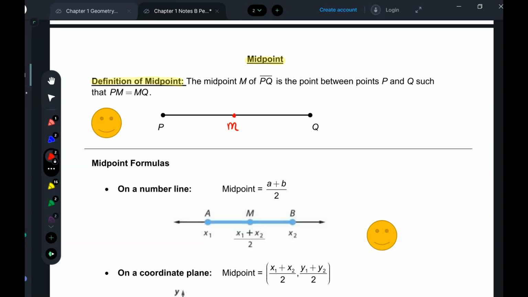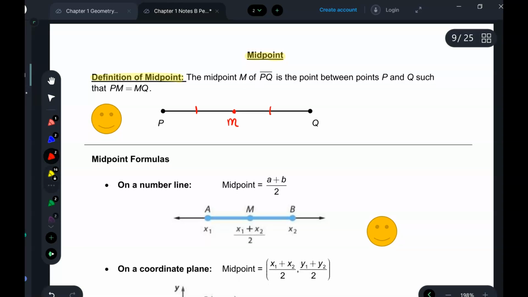Okay, so what do you think the midpoint will be? Right in the middle, okay? So that these two are equal to each other, okay? And I really would probably just write the whole thing.